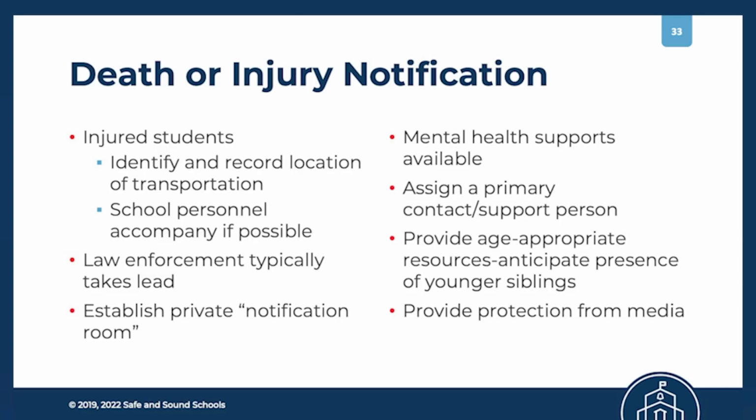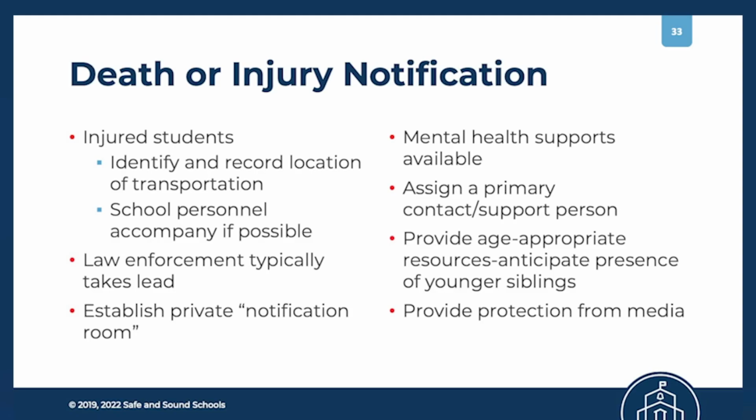Assigning a primary contact or support person, a liaison for the family, for the caregivers, is also very important. I know in our case, our law enforcement liaison ended up defaulting to that position and becoming our primary contact and support person. But families really appreciate just one go-to to provide them follow-up support, to check in on them, to help connect them with resources for the ongoing recovery. So it's really important that someone is designated to each and every family member who has been affected. Providing age-appropriate resources and anticipating the reality that there will be younger siblings that will show up.